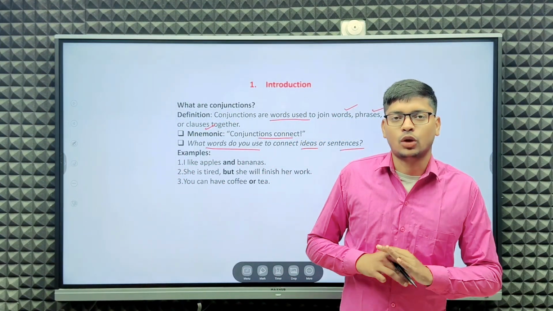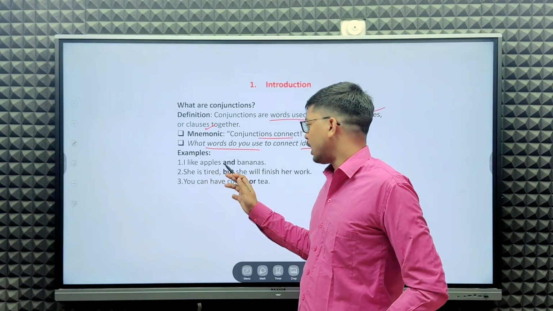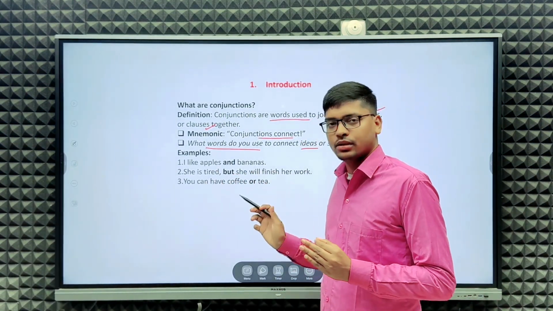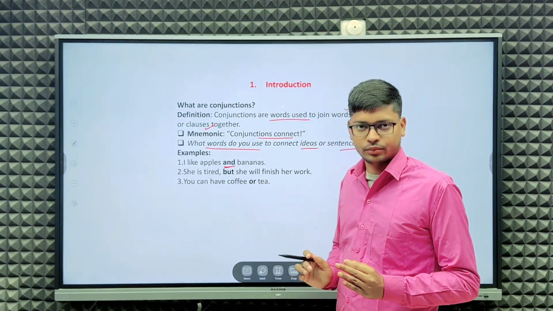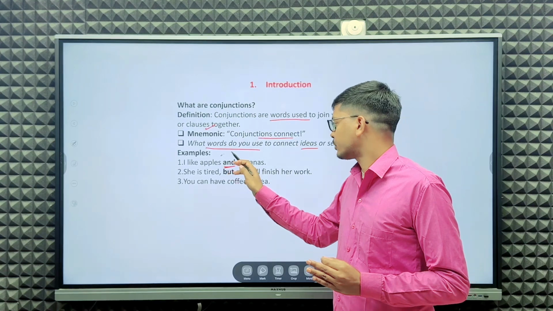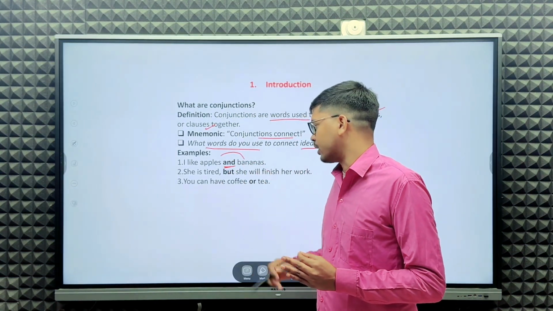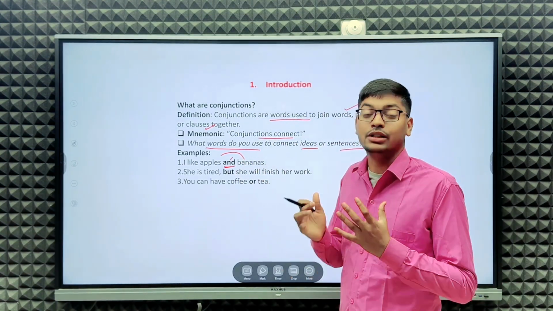They are all conjunctions. Okay, so for example: I like apples and bananas. Here, and is a conjunction because it connects two words, apples and bananas.